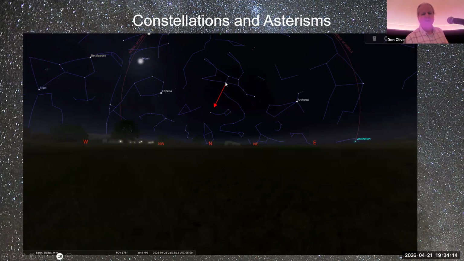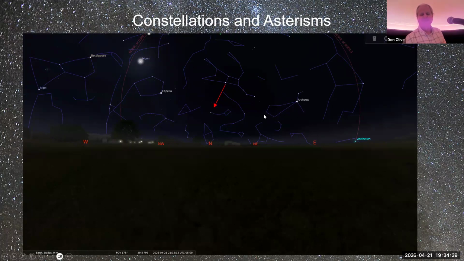These two stars right here at night, when it's clear, you can find your way north. They will point to Polaris, the North Star. So here's another way you can find north at night. Once again, now we've got constellations, we've got asterisms. You can use these as pointers and find just about anything.